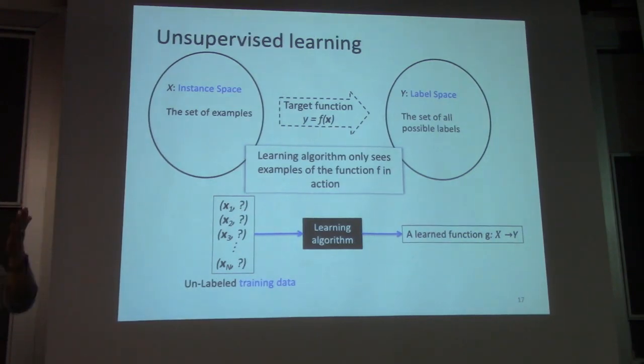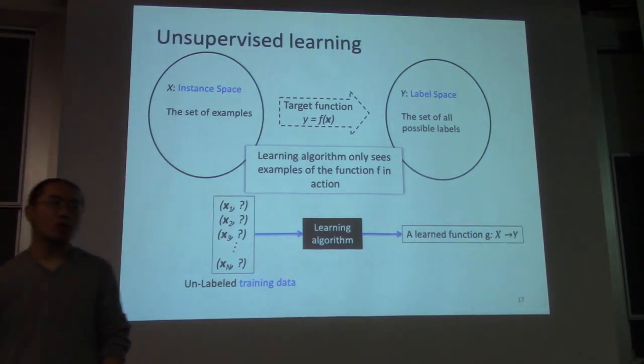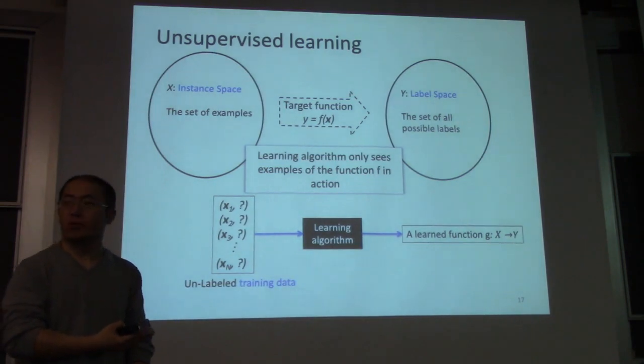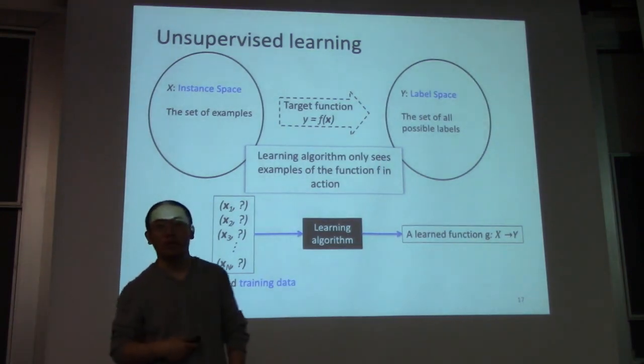For example, the unsupervised learning, as you just mentioned, right? What if I do not offer you the labels of the instances? I just give you a set of instances from the instance space. I do not give you any label. Can you also design a learning algorithm that uses this unlabeled training data as input and outputs the learning function?